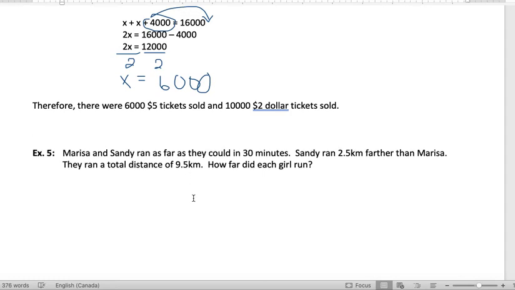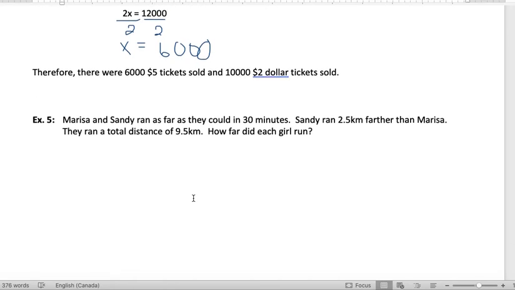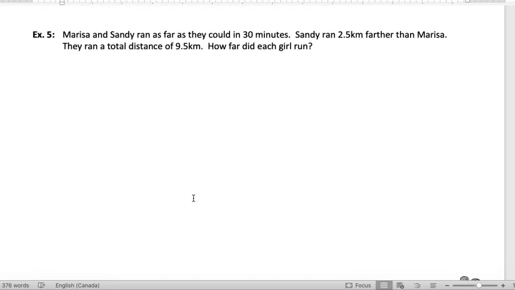Marissa and Sandy ran as far as they could in 30 minutes. Sandy ran 2.5 kilometers further than Marissa. They ran a total distance of 9.5 kilometers. How far did each girl run? So we're going to start with our let statements. And I'm going to use D to represent distance. So who's got nothing compared to them? Whose distance is the one that's alone?